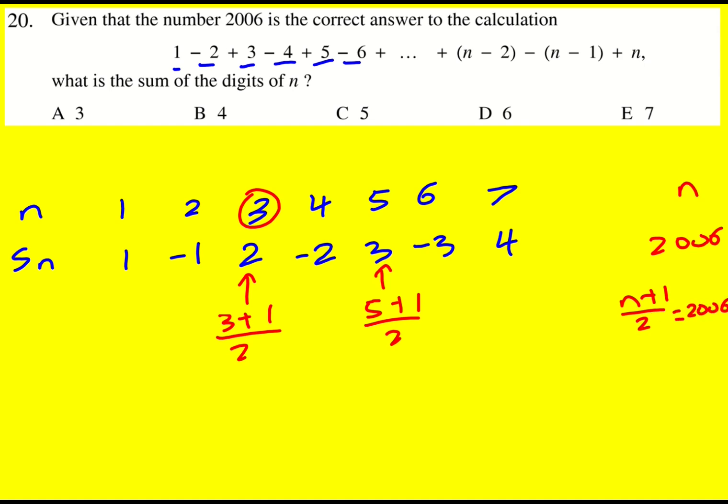I'm convinced the pattern will continue this way. That means n plus 1 is going to be 4012, which means n is going to be 4011. We're asked for the sum of the digits, so we're just going to get 4 plus 0 plus 1 plus 1. The answer is going to be 6.